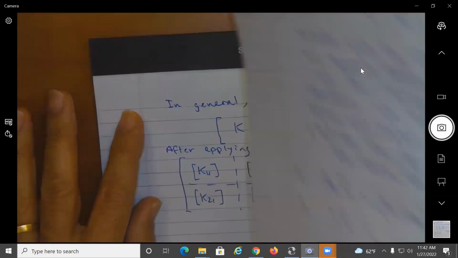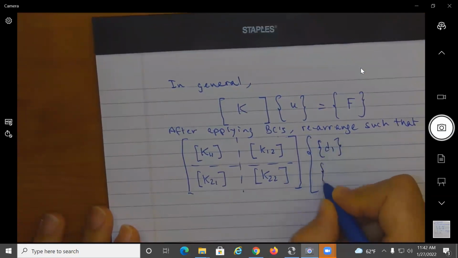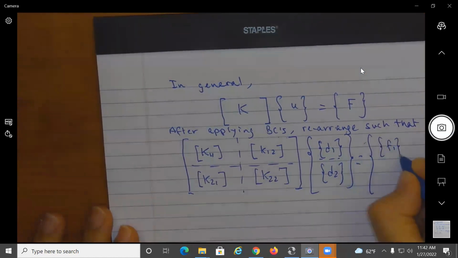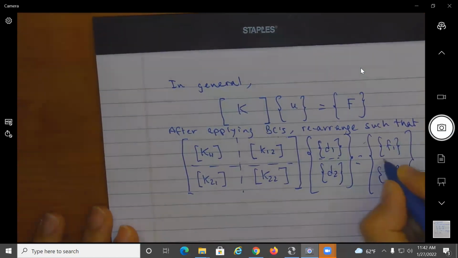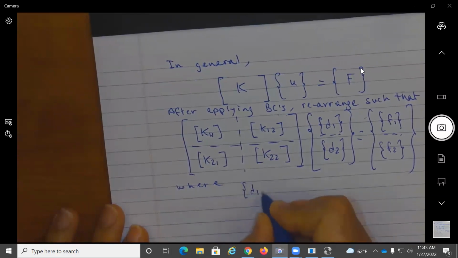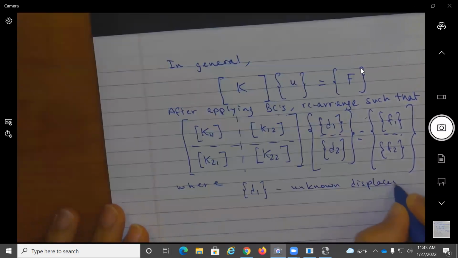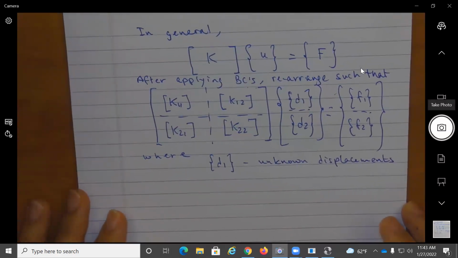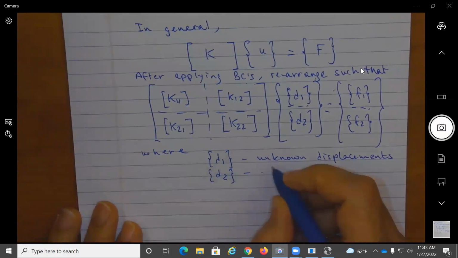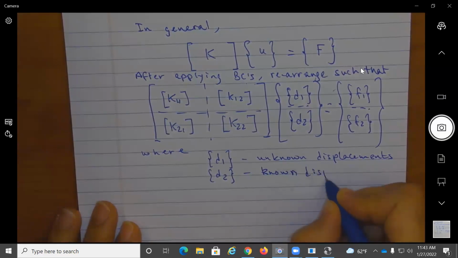A displacement matrix D1 and D2 is equal to this F1 and F2, where D1 are the unknown displacements that we're trying to solve for. D2 are the known or prescribed displacements, known. And again, these are typically non-zero, right? Known displacements.